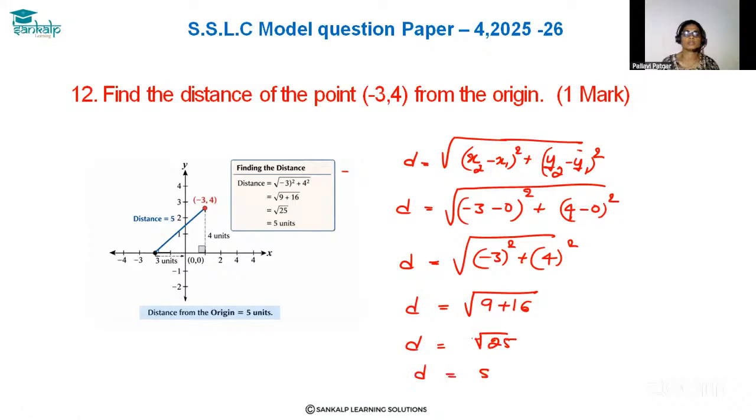Okay. So the distance of the point minus 3, 4 from the origin is 5 units. Okay. So 5 units. Thank you.